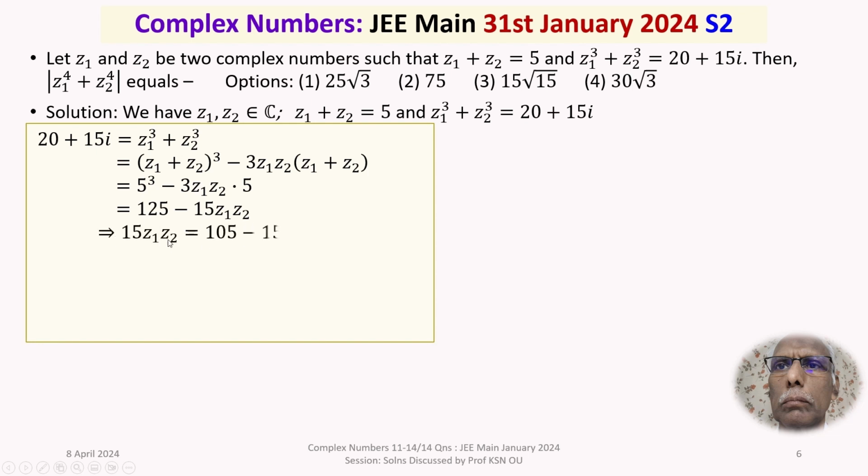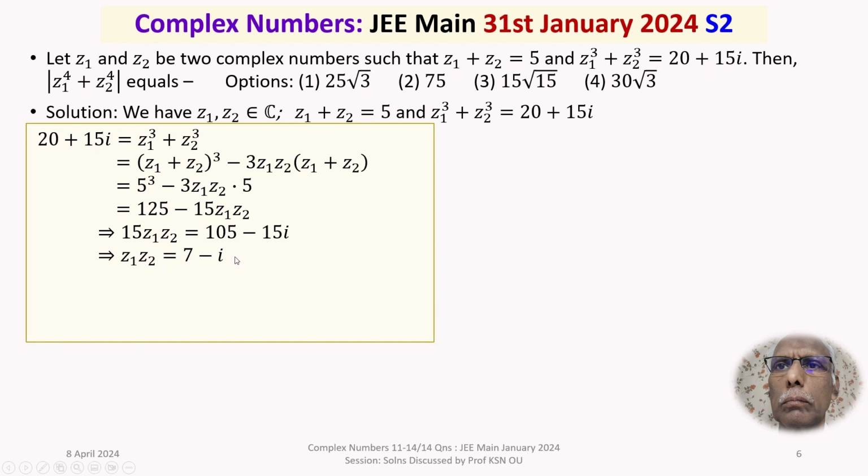So, 15 Z1 Z2 is equal to 125 minus 20, that is 105, minus 15i. 15 Z1 Z2 has gone the other side. So, 15 Z1 Z2 is equal to 105 minus 15i. So, cancel 15 throughout, we get Z1 Z2 is equal to 7 minus i.